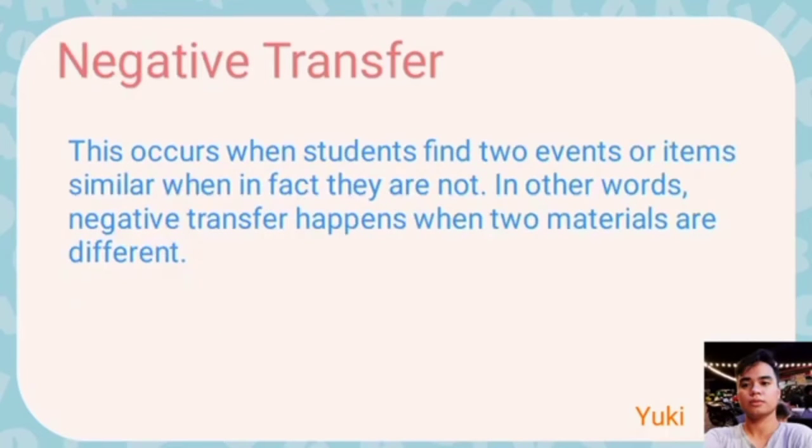Negative transfer. This occurs when students find two events or items similar when in fact they are not. In other words, negative transfer happens when two materials are different. For example, if a learner is introduced to two new languages which are similar at the same time, negative transfer occurs.